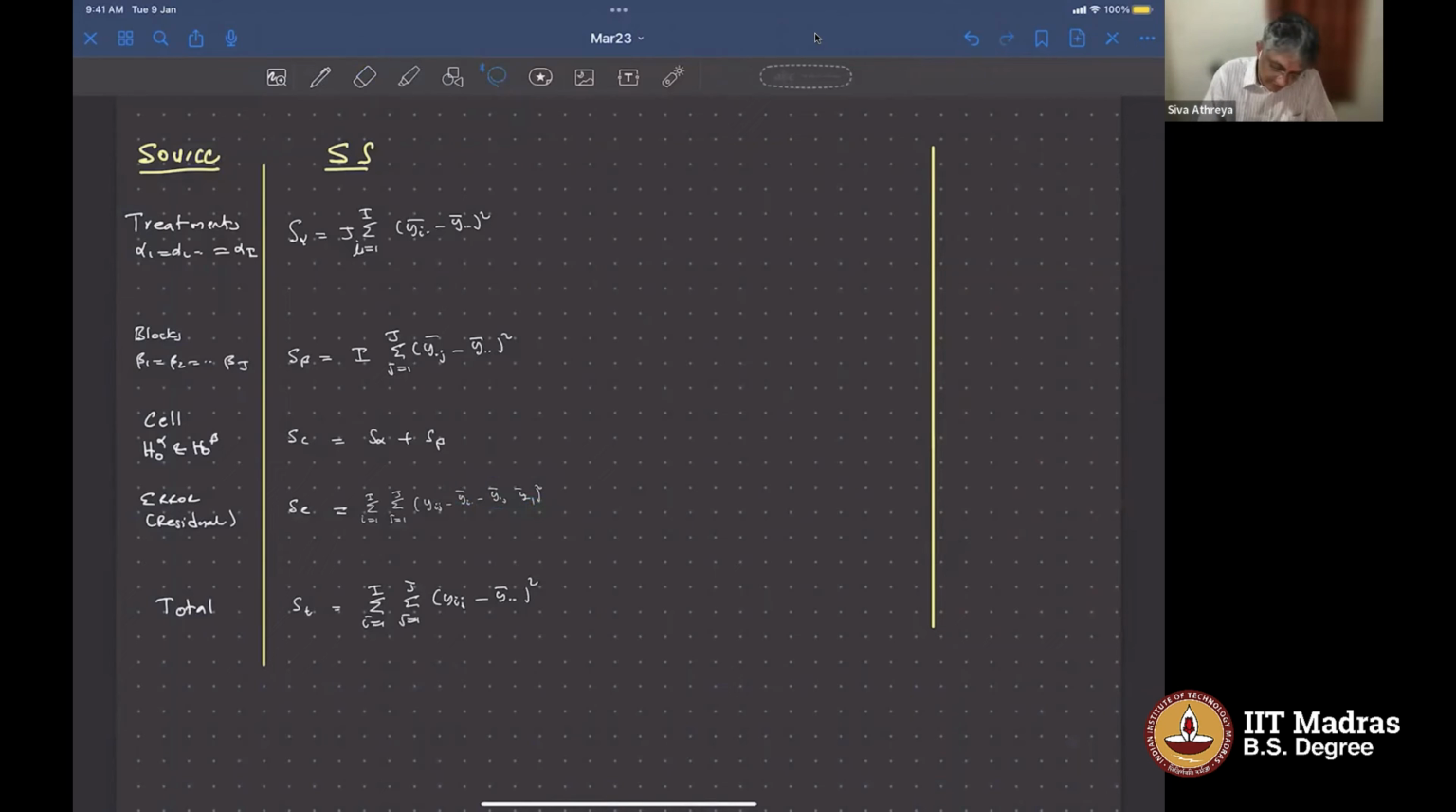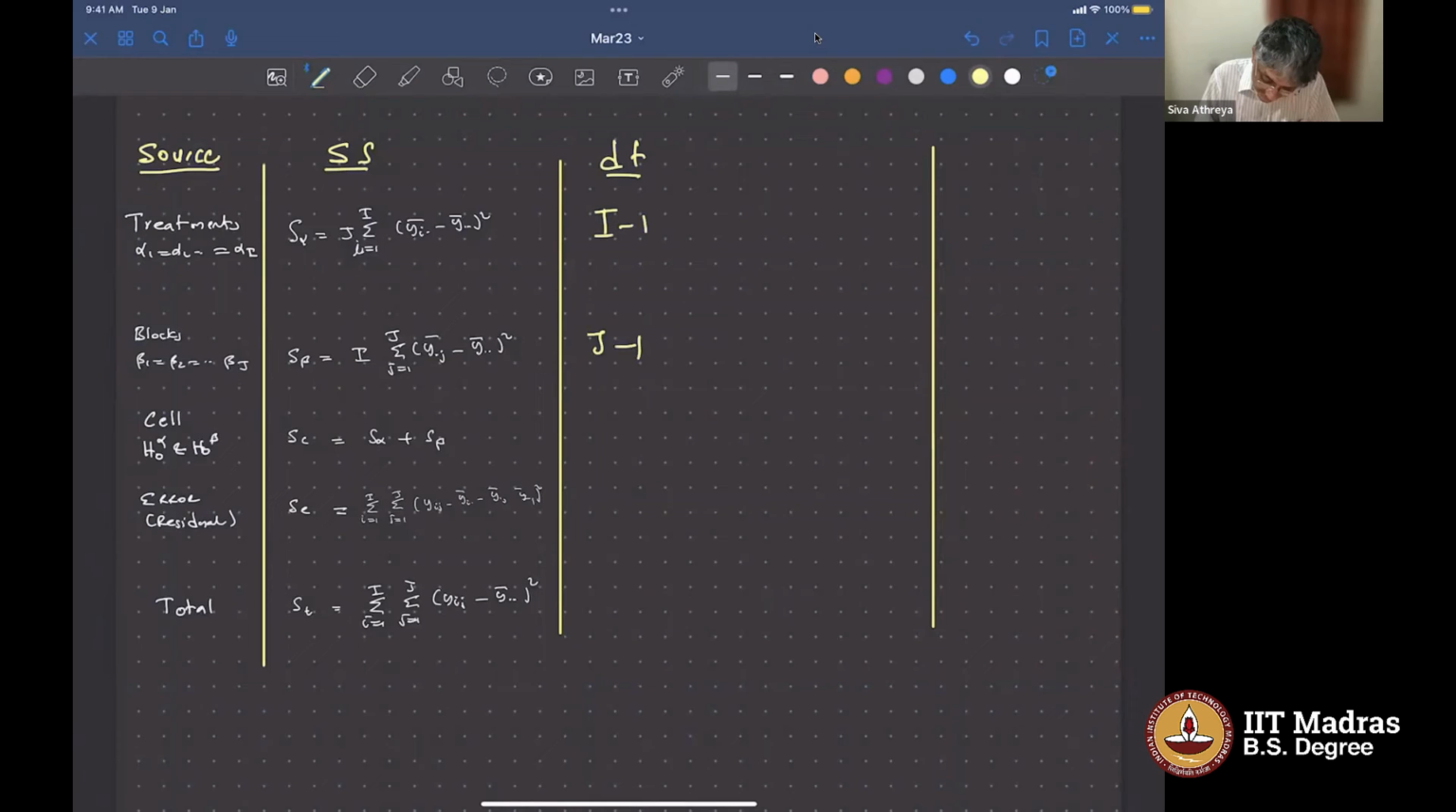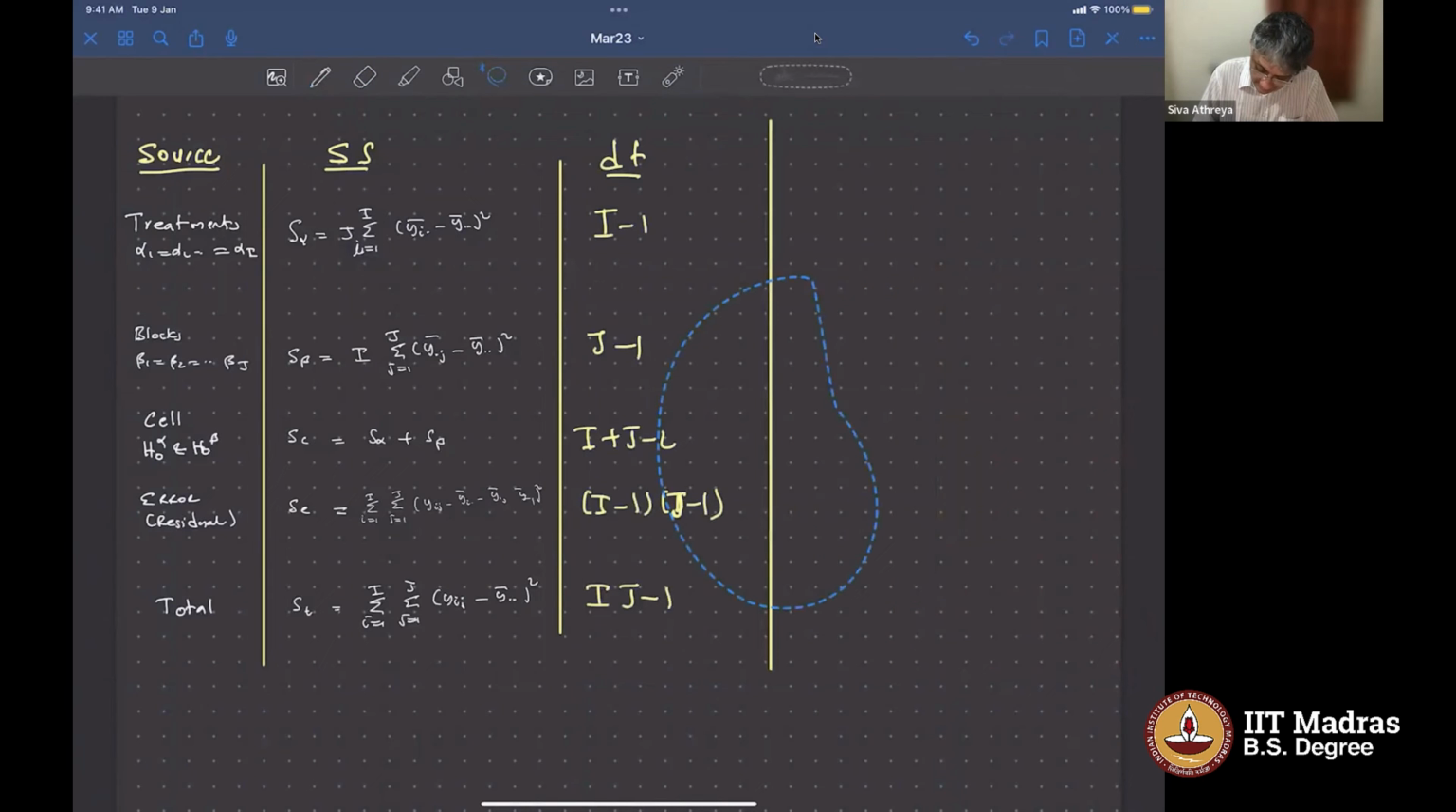Once you have this, then you just have the last one, the degrees of freedom. The first is just I minus 1, easy to see. The second we know is J minus 1. For this one, be a little careful: just add the two up, so you get I plus J minus 2. This one is like the R before: I minus 1 times J minus 1. And the last one is IJ minus 1. That's the degrees of freedom.